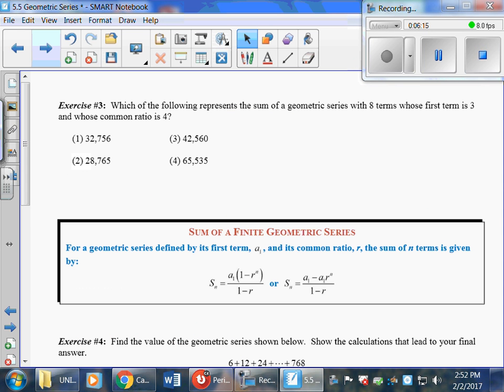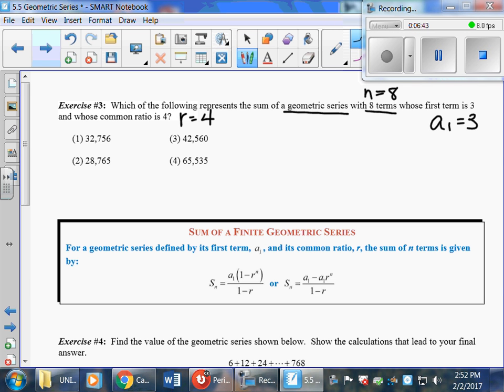Now we get into some of the good stuff. Which of the following represents the sum of a geometric series with 8 terms whose first term is 3 and whose common ratio is 4? So we know that we're talking about a geometric series, has 8 terms, right? N is equal to 8. The first term is 3, and the common ratio is equal to 4. Do I need anything else here?